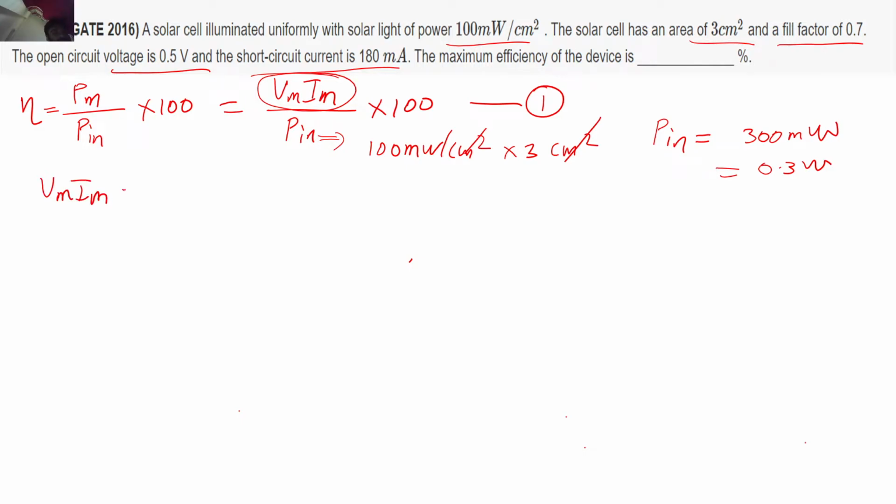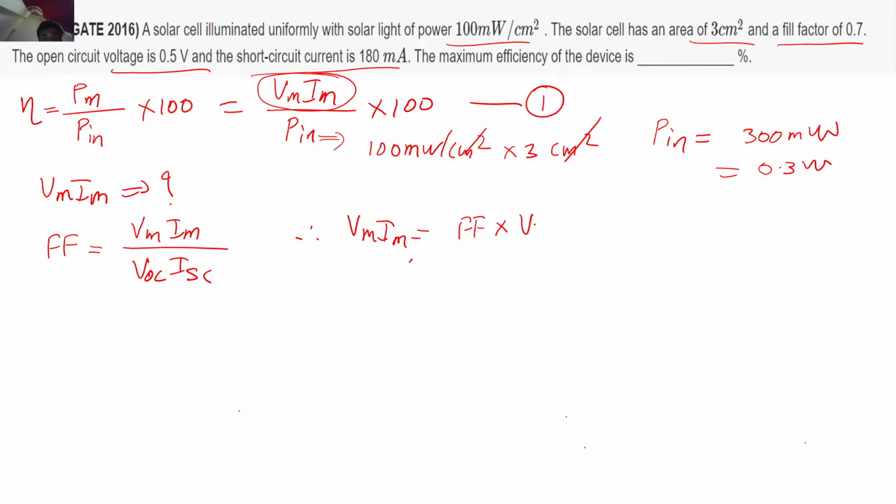What should I do to find it? VOC, yes, go ahead. You can write VOC into I short into fill factor. Exactly, correct. Very good. So what she suggested is to use this formula. The fill factor is Vm into Im upon VOC into ISC, right? So now Vm into Im becomes fill factor into VOC into ISC.